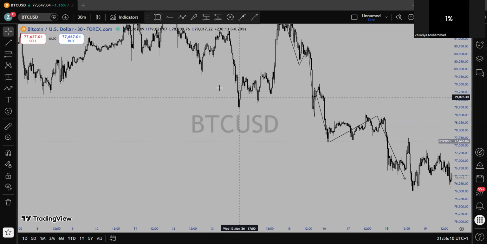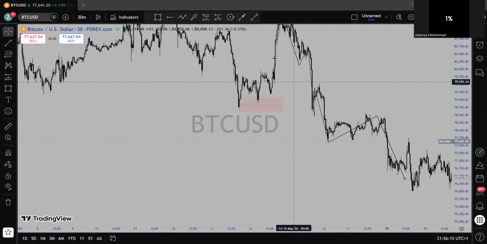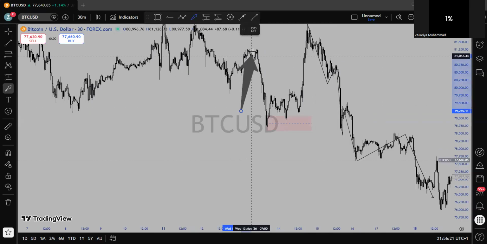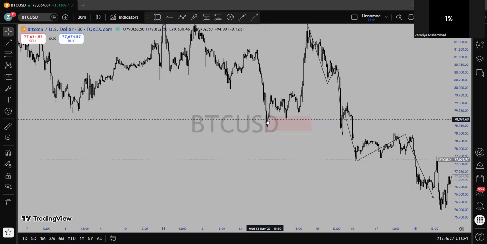If you come right here, you see this is an order block. It's an order block that causes a break of structure to the upside. It breaks this high. So this is clearly an order block. Anytime the market returns to this zone, you expect the market to buy.